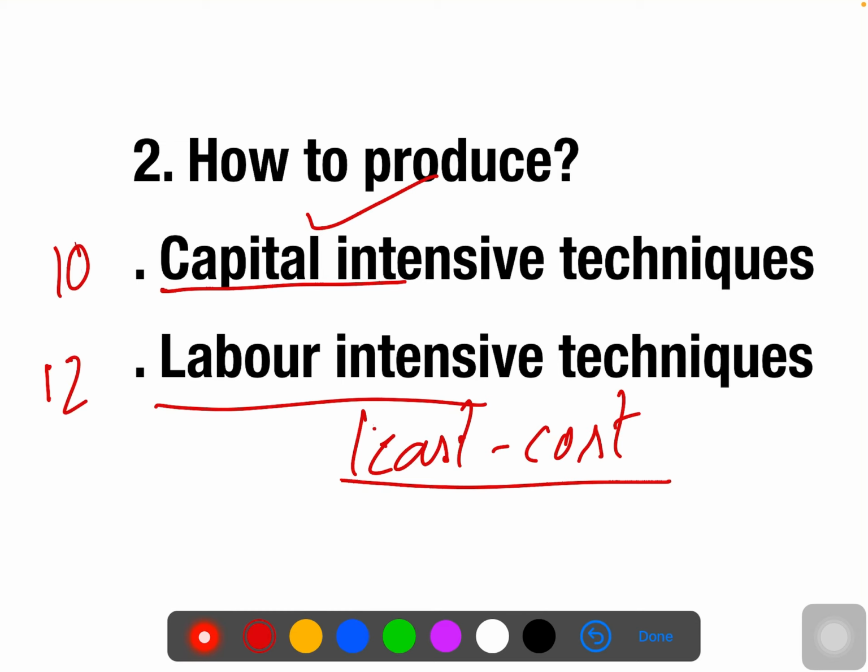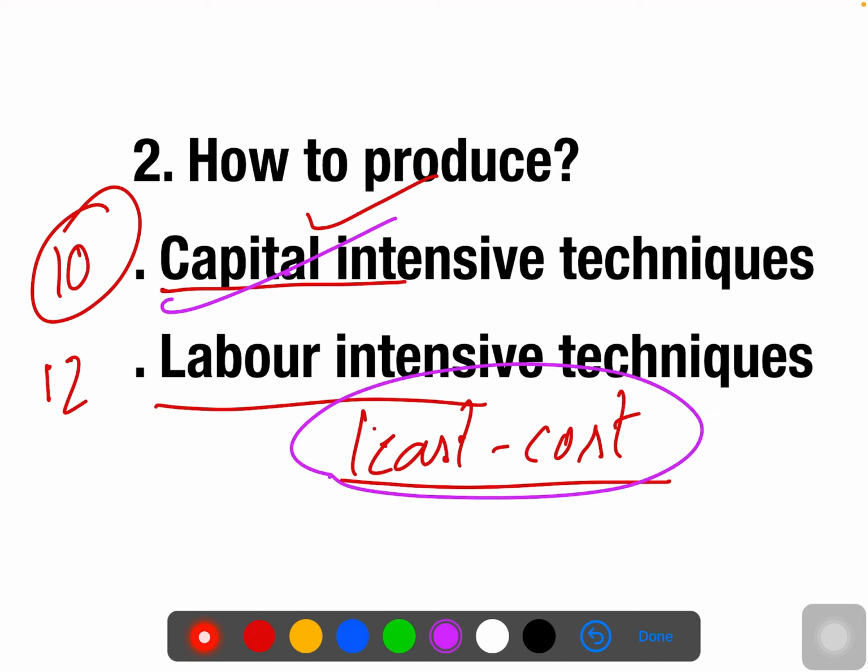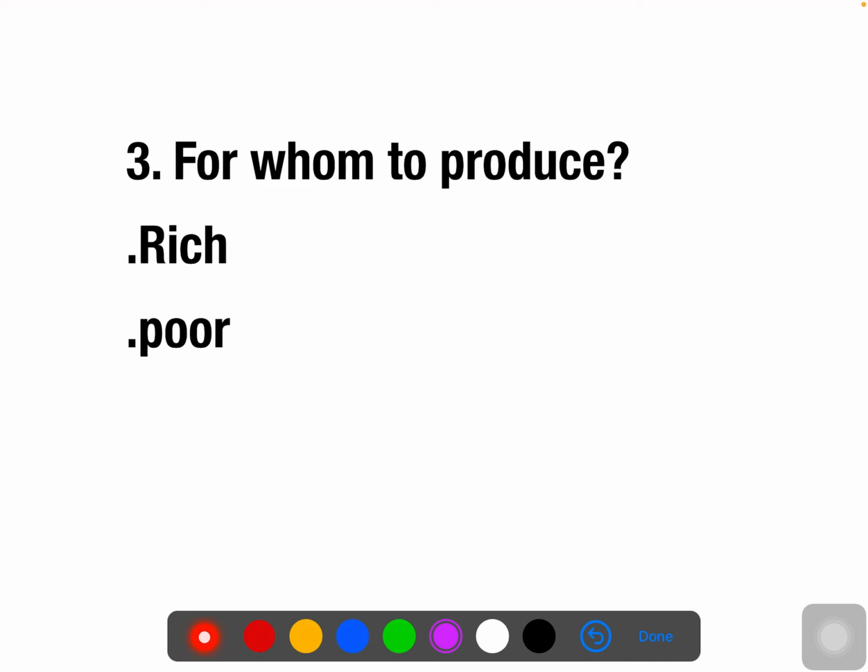Which technique am I going to pick? I'm going to pick capital intensive, because relatively the capital intensive technique is cheaper than the labor intensive technique. To reduce the cost, whichever technique I feel is good, that technique I'm going to adopt in this kind of economy. So definitely I'll choose the least cost methodology. For this good, whichever technique brings the least cost to get maximum profit, that technique I'm going to pick.